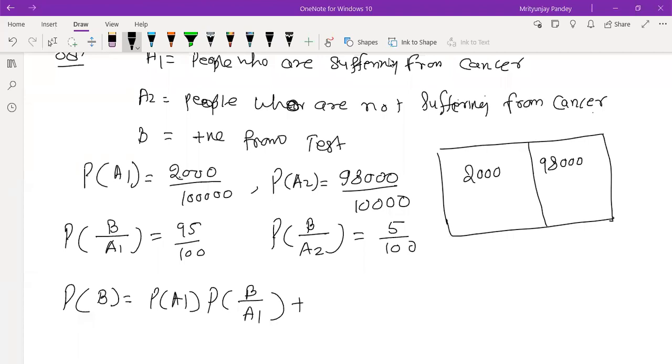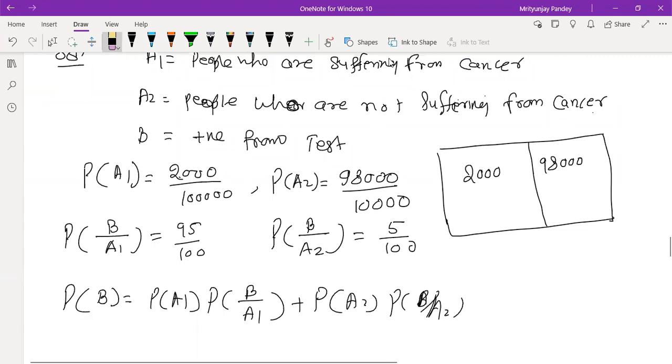Students, yes sir. ओके। अगला क्या लिखेंगे? A2 and P of A2। टेल मी P of A2 क्या है? What is the meaning of P of A2? People who are not suffering from cancer. Yes, very good. And what is the meaning of P of B by A2? People who are not positive from the test. Test is positive for that people who are not suffering from disease. Understood? Okay. That is P of B by A2. Is it clear or not?